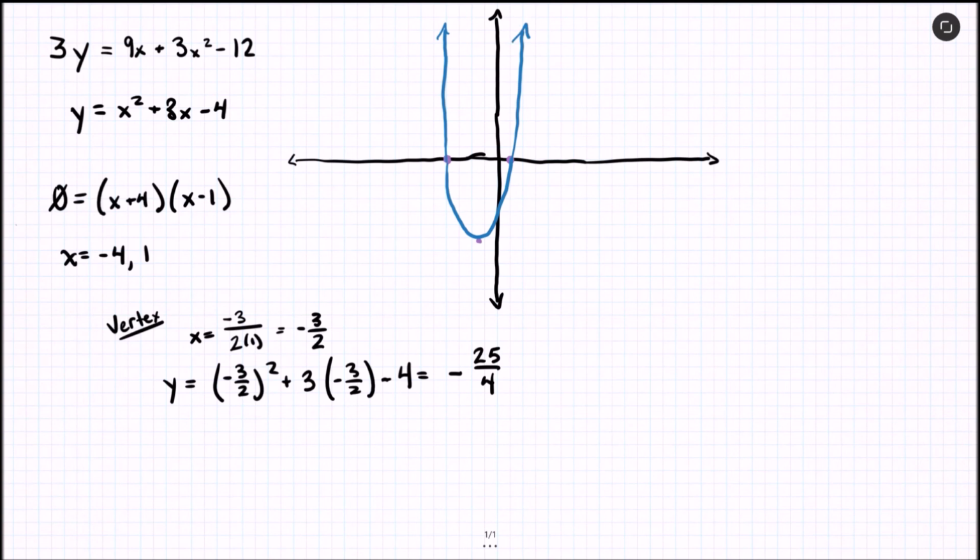And there you have it, the graph of the equation. Hopefully yours looks like this. If not, it's time to rewind and review.